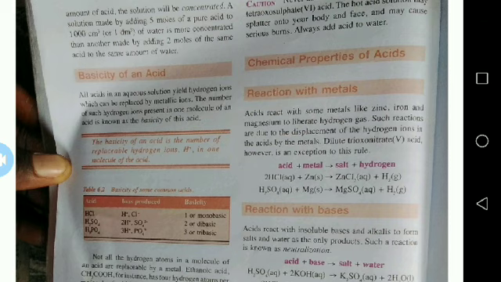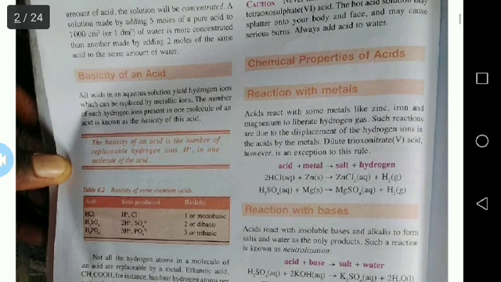Now we're looking at the preparation of an acid. Here is an outline of the general methods for preparing acids. Number one, dissolving an acid anhydride in water.